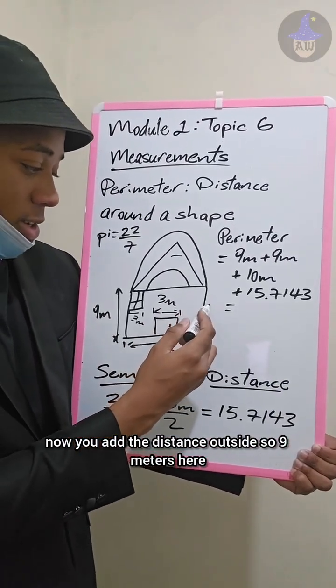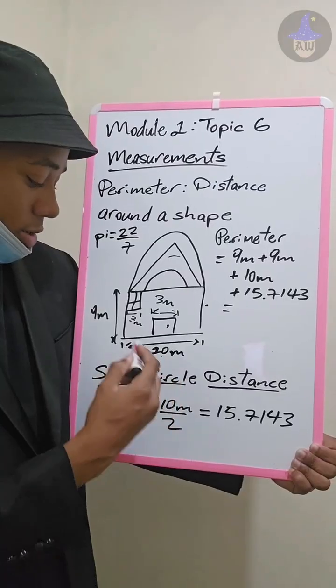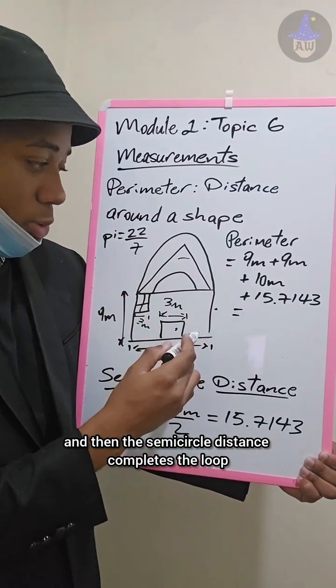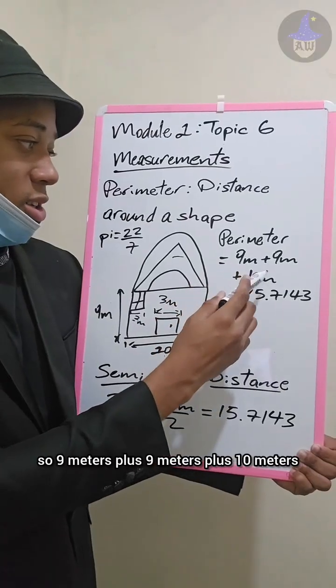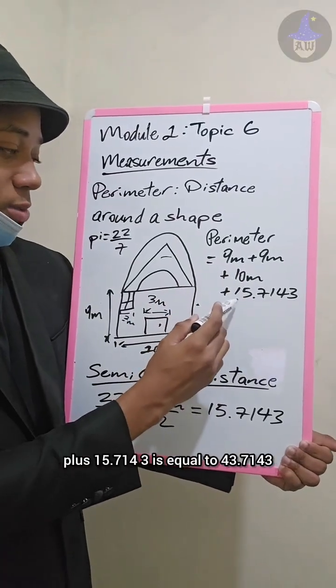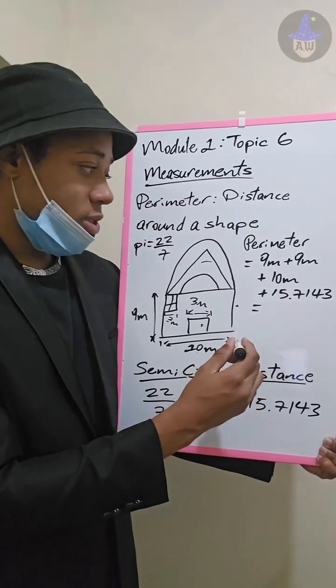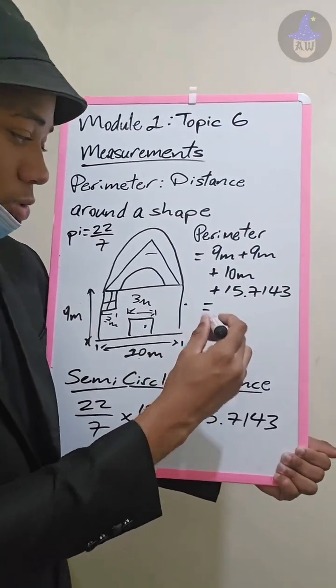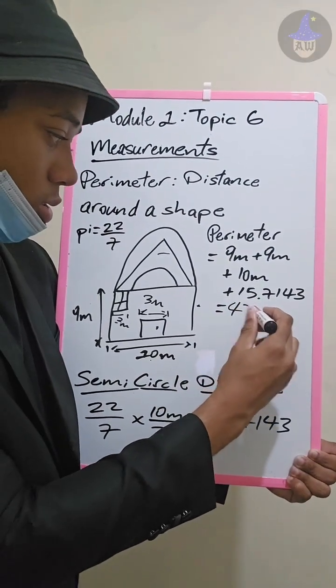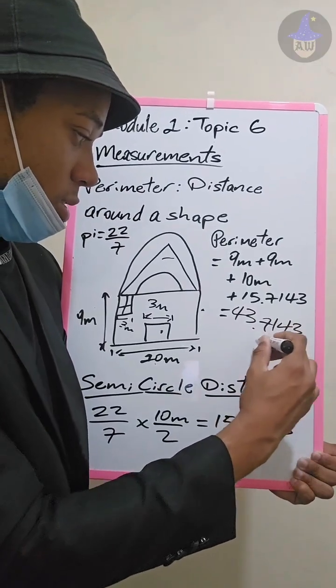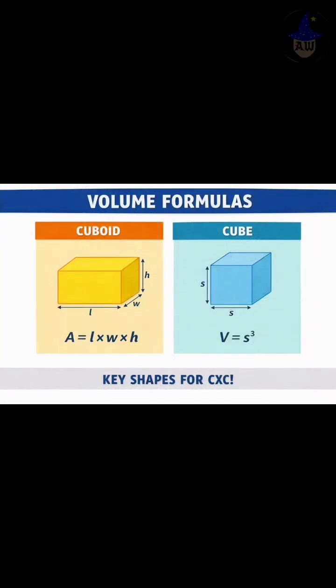And then when you're finding the perimeter now, you add the distance outside. So 9 meters here, and 10 meters here, the 9 meters here, and then the semicircle distance completes the loop. So 9 meters plus 9 meters plus 10 meters plus 15.7143 is equal to 43.7143 meters.